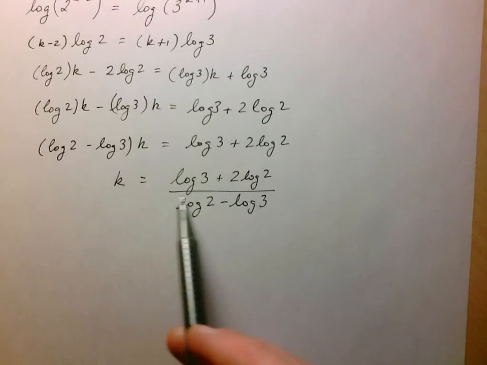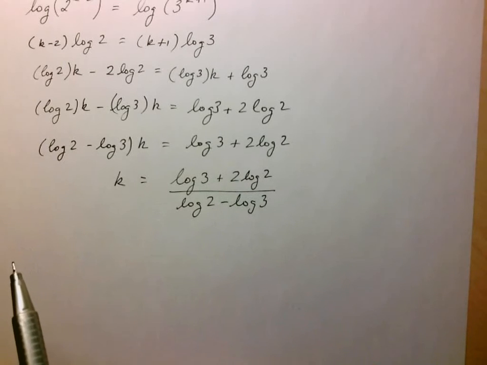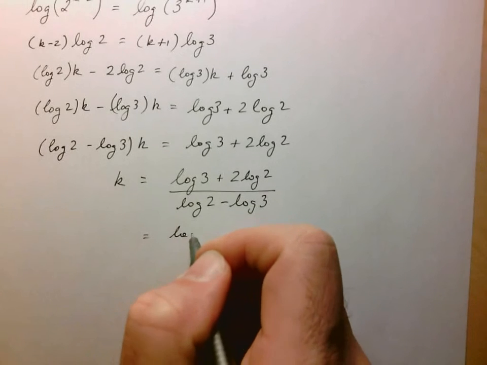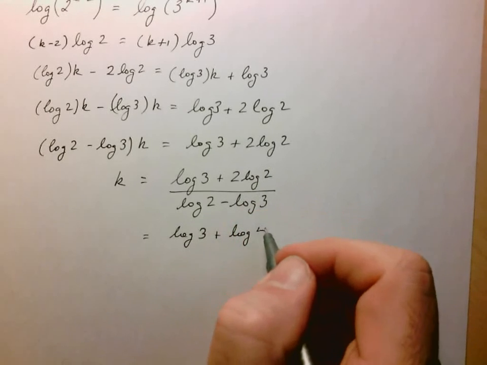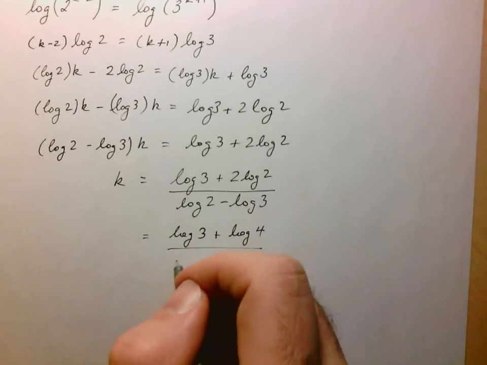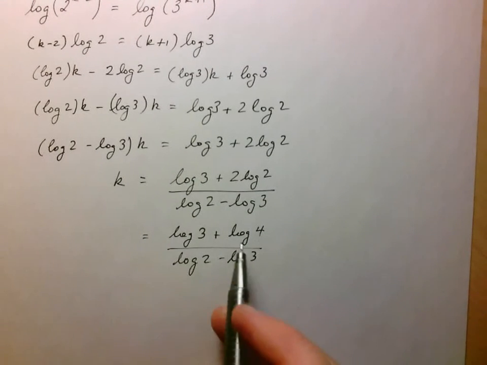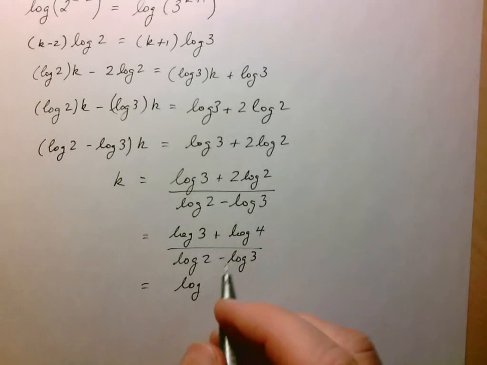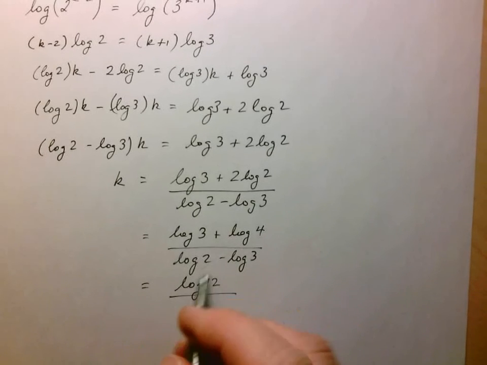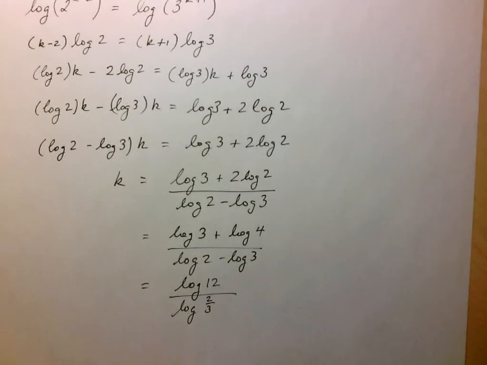When I talk about simplifying more, you could bring this 2 up and then use your logarithm rules to bring these together. So I suppose you could write this as log 3 plus log of 2 squared, which is log 4, over log 2 minus log 3. You could simplify a little more, because log 3 plus log 4, you could use the addition rule to write that as log 12, and then for the denominator you use the subtraction rule, so this would become log of 2 over 3. But I would say either of these answers is perfectly reasonable.